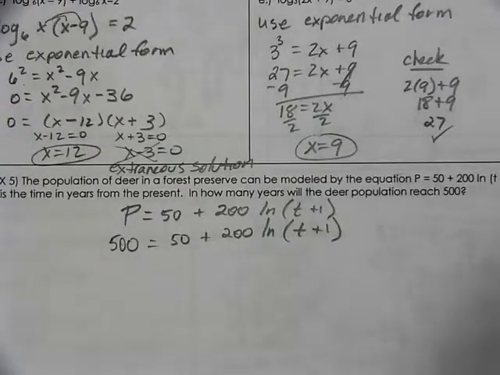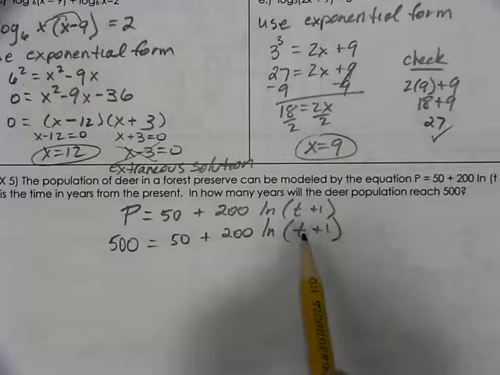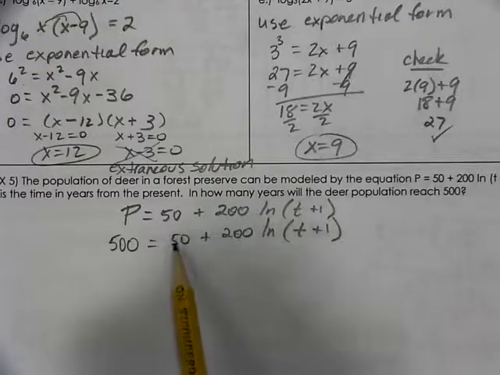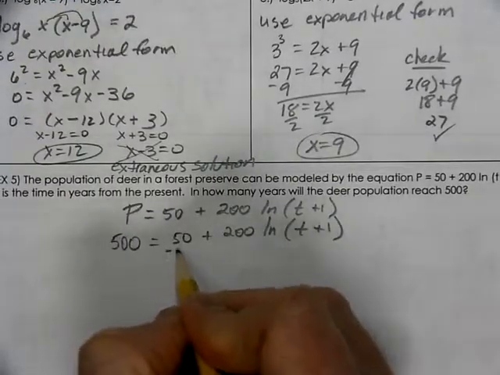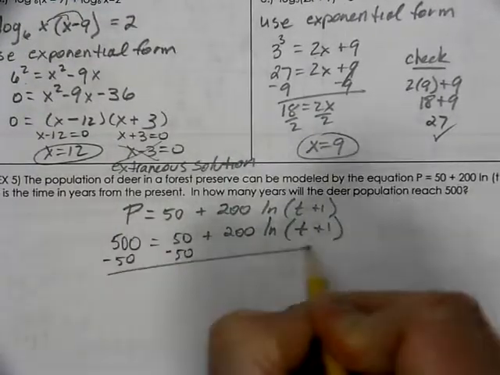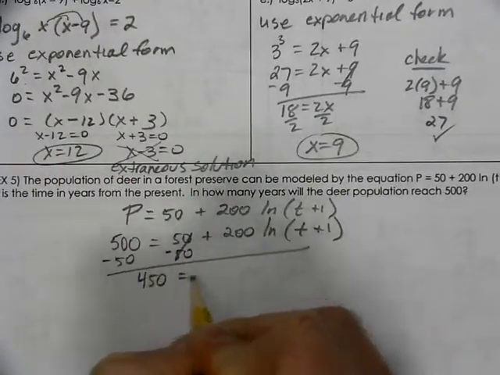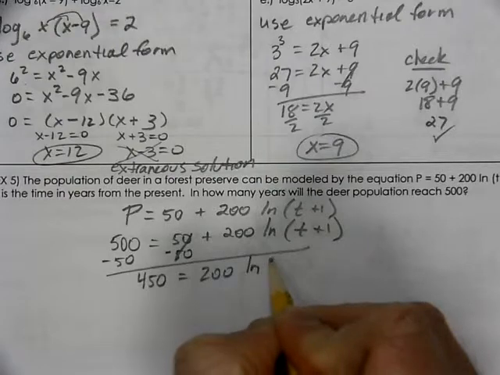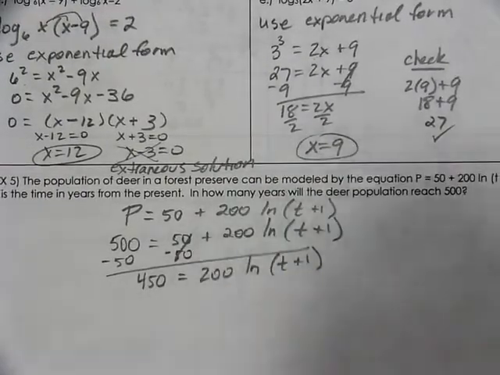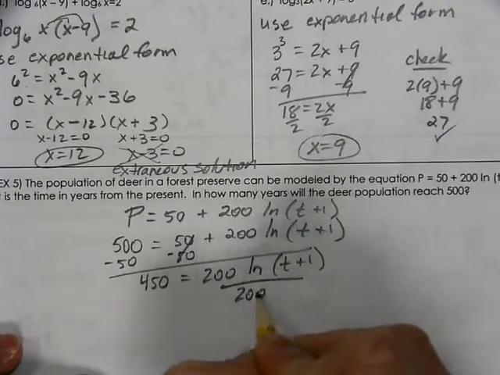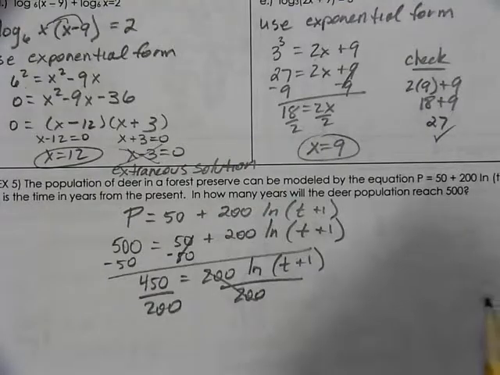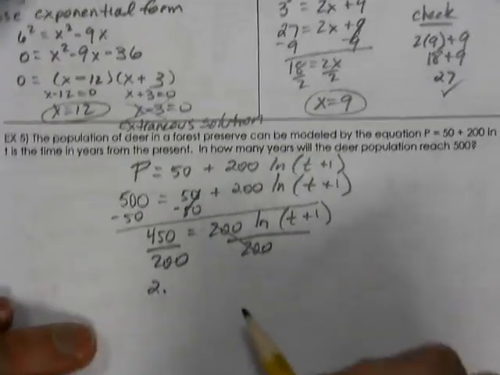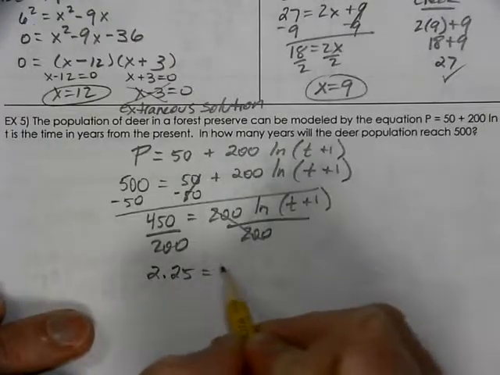So for us to continue to isolate t, or at least isolate the logarithm, I can't bring the 50 with the 200. This is 200 times something. So the best I can do is subtract the 50 to the other side. Now I can divide. So when I divide this out, I get 2.25.